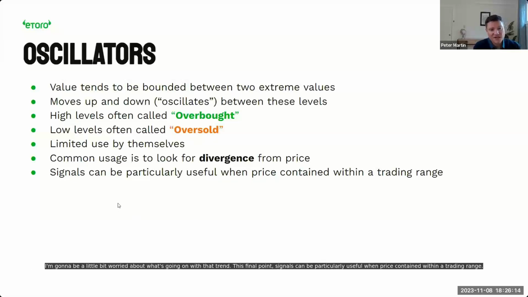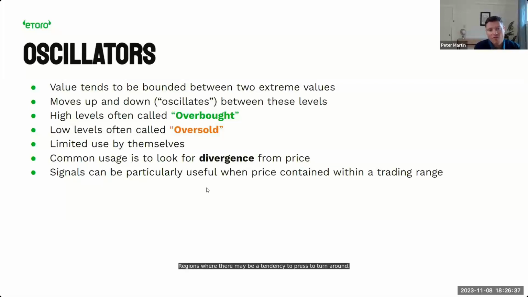This final point is signals can be particularly useful when price is contained within a trading range. Oscillators give you these overbought and oversold indications. They're most useful when you're not in an up or down trend. When you're in a sideways trend within a trading range, those can be quite useful for indicating regions where there may be a tendency for the price to turn around.